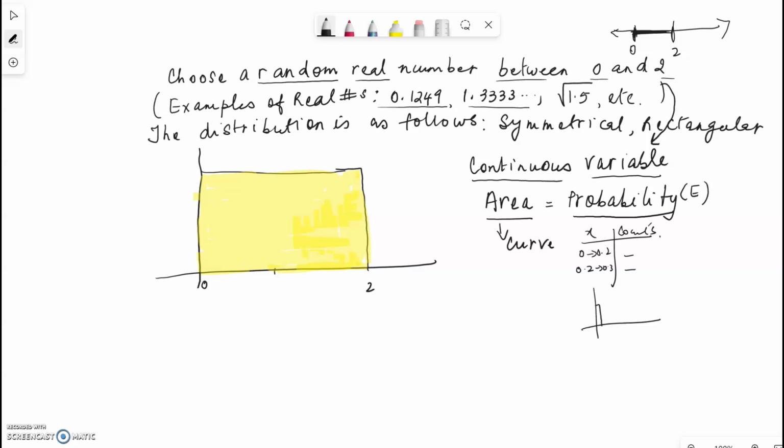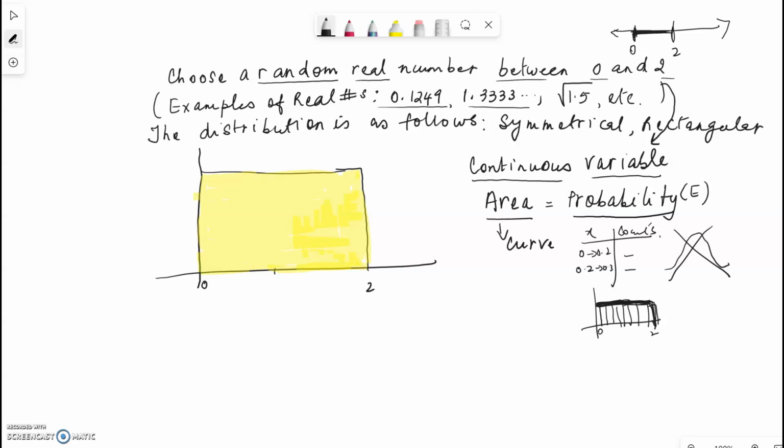And since every number is equally likely, there will be no difference in the heights. Roughly, the heights of the bars will be the same, and that's how we get a rectangular distribution. So the shape of the distribution is not bell-shaped because every number is equally likely to be picked. So all the bars are of equal height, and therefore we get a shape that is rectangular.